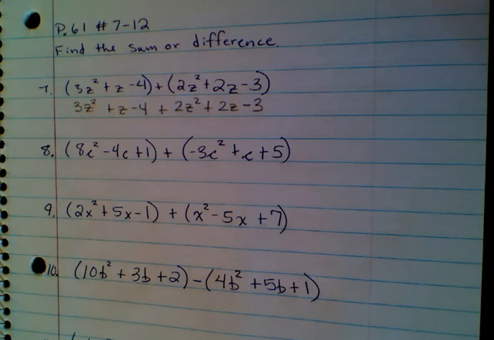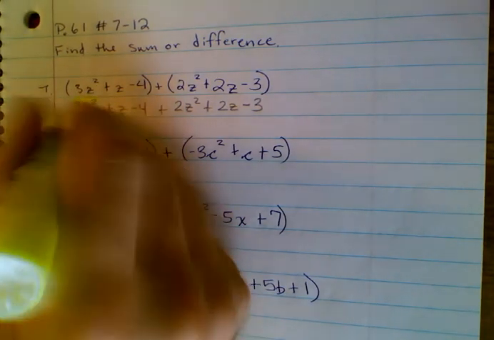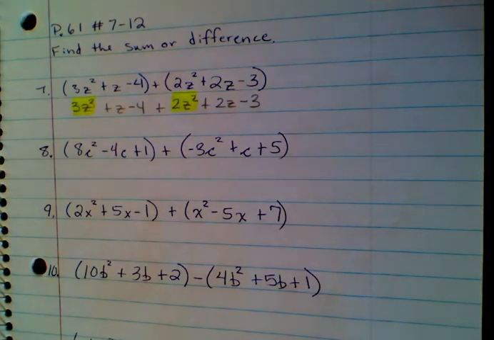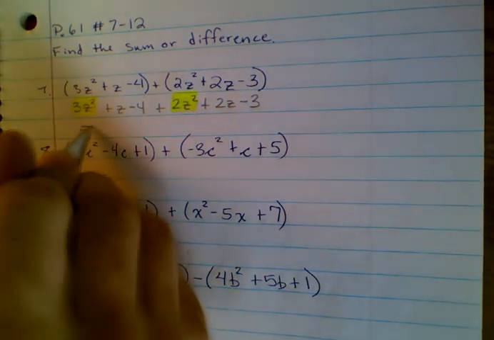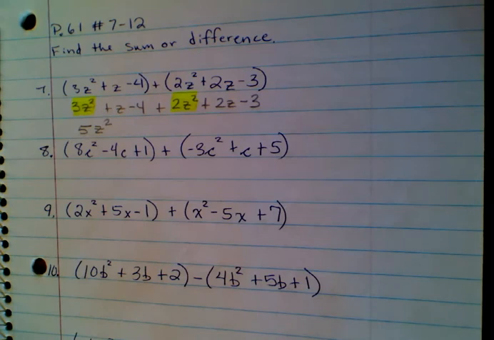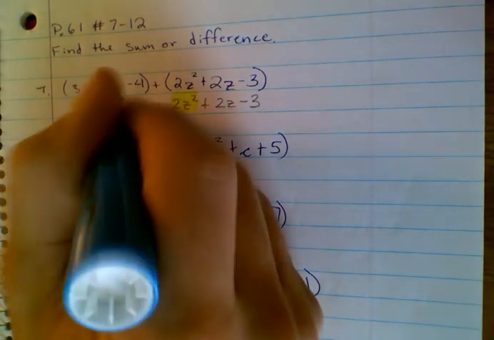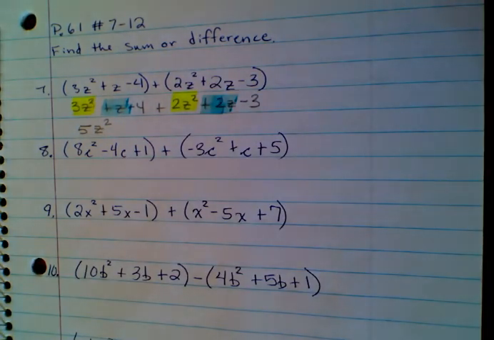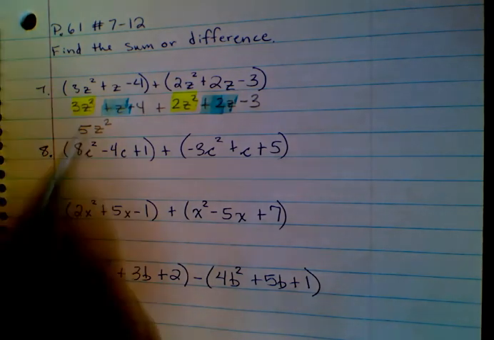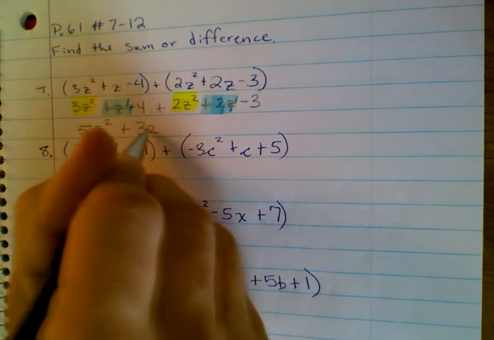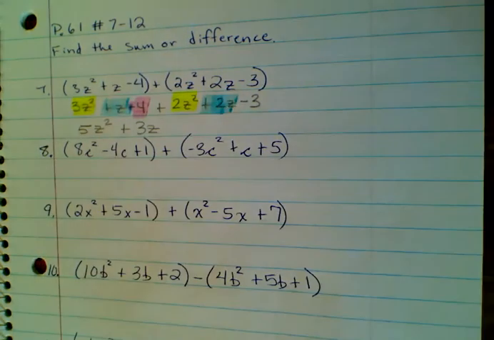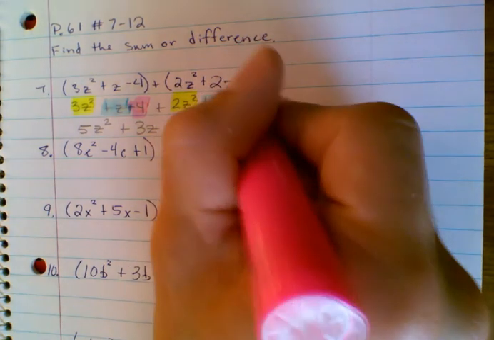And then all you have to do is look for the things that you can add together that look the same. For example, this 3z squared and the 2z squared, those are going to be added together to make 5z squared. Also, you have a positive 1z and a positive 2z. I'll highlight that sign also. So that's 3z. And then you have negative 4.